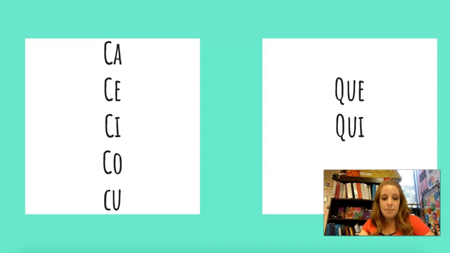There are ways to make the K sound, but instead of using the C with an E or an I, you use a QU. Okay, so the letter Q in Spanish is called Q. It doesn't make a qu sound, it makes a k sound. So the two syllables on the right side of your screen now are que and qui.